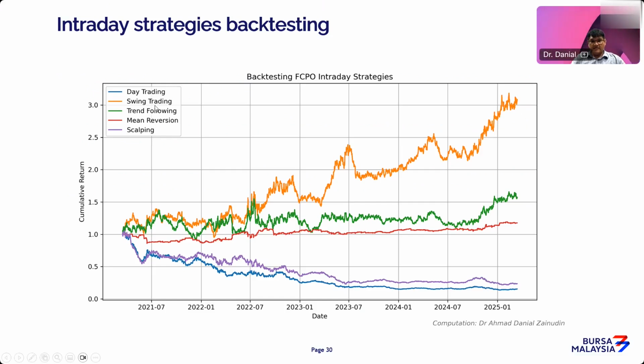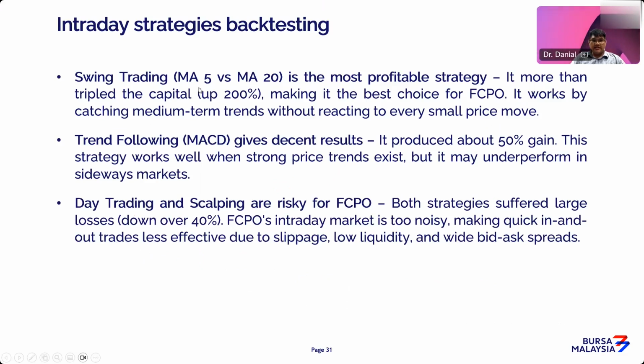We are using the same parameters and same strategies we used in KLCI futures. Again, scalping and day trading, also the red one, mean reversion, will not give us any beneficial earnings. Instead, we should probably focus more on swing trading and trend following. Swing trading, using MA5 versus MA20, is the most profitable strategy. It gives you up to 200%, I think there is a record, making it the best choice for CPO.